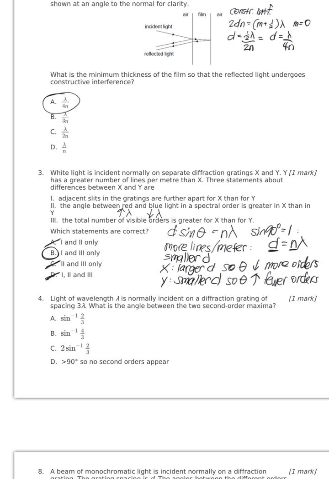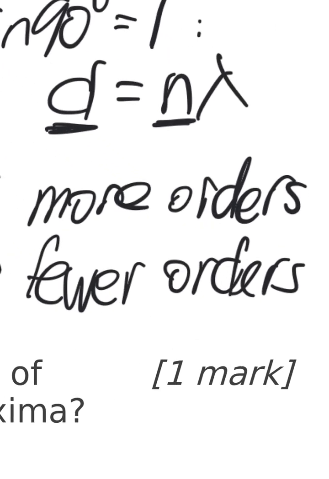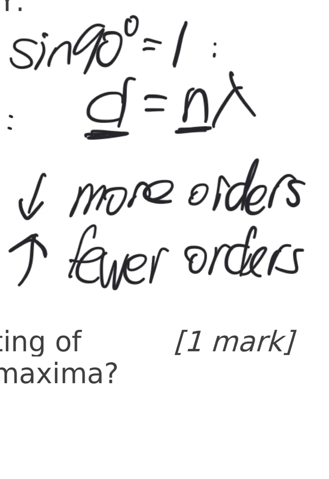I kind of ran out of room a little bit, so let me zoom in on what this is trying to say here. More orders actually means a larger n, like the number of orders you can see, and fewer orders would be a smaller n count, because we can see that d and n are directly proportional.